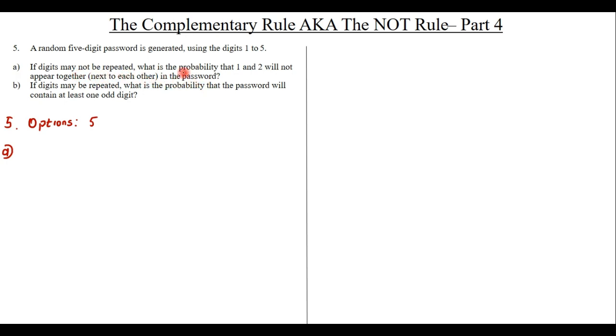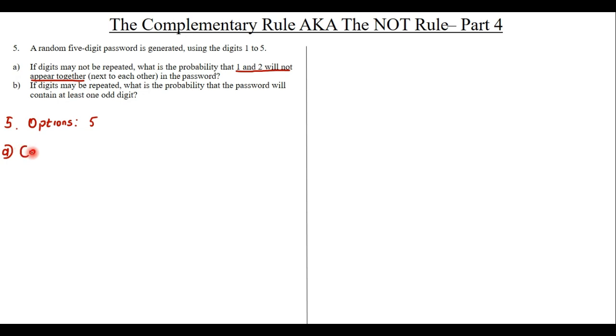Now, when you look at this question, you'll notice that you can't tell for sure how many ways there are to actually get that. So what we are going to do is ask what the complementary rule of this is. The statement says 1 and 2 will not appear together. So what is the complement of that? The complement is what we're going to use to answer that question.